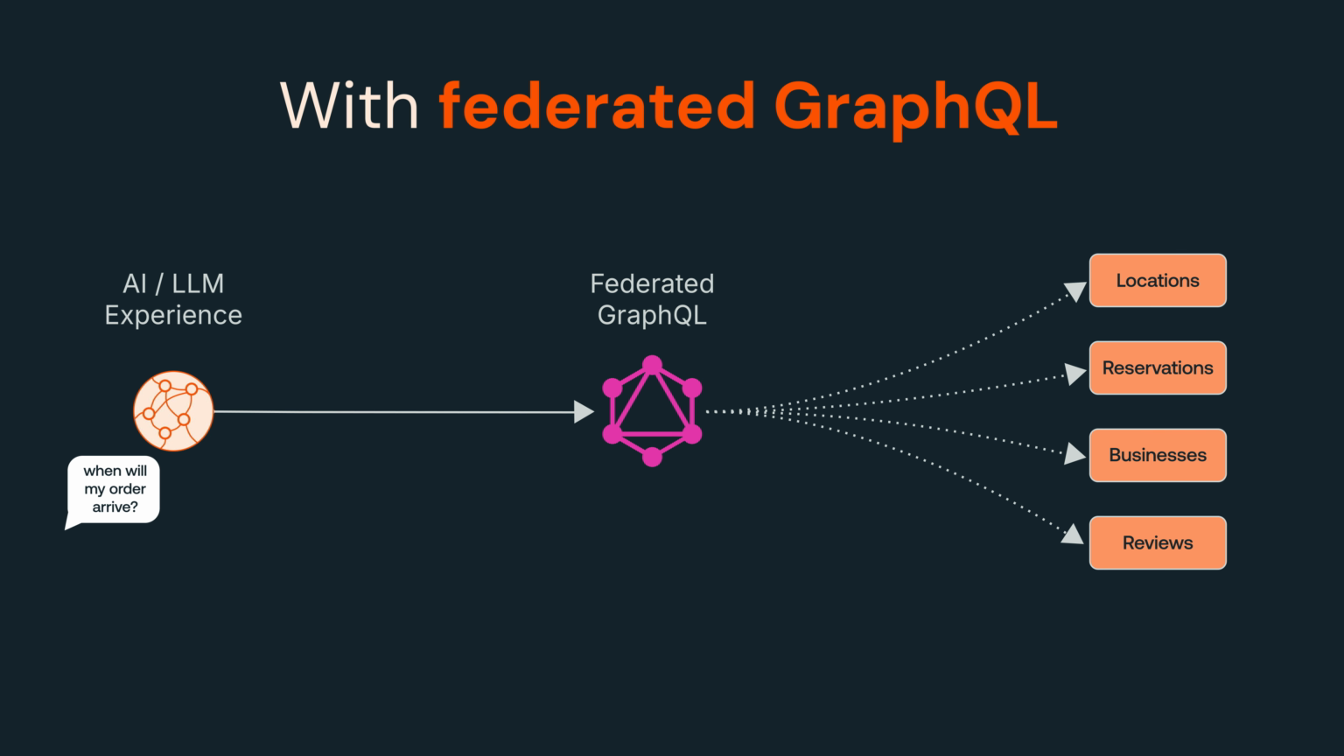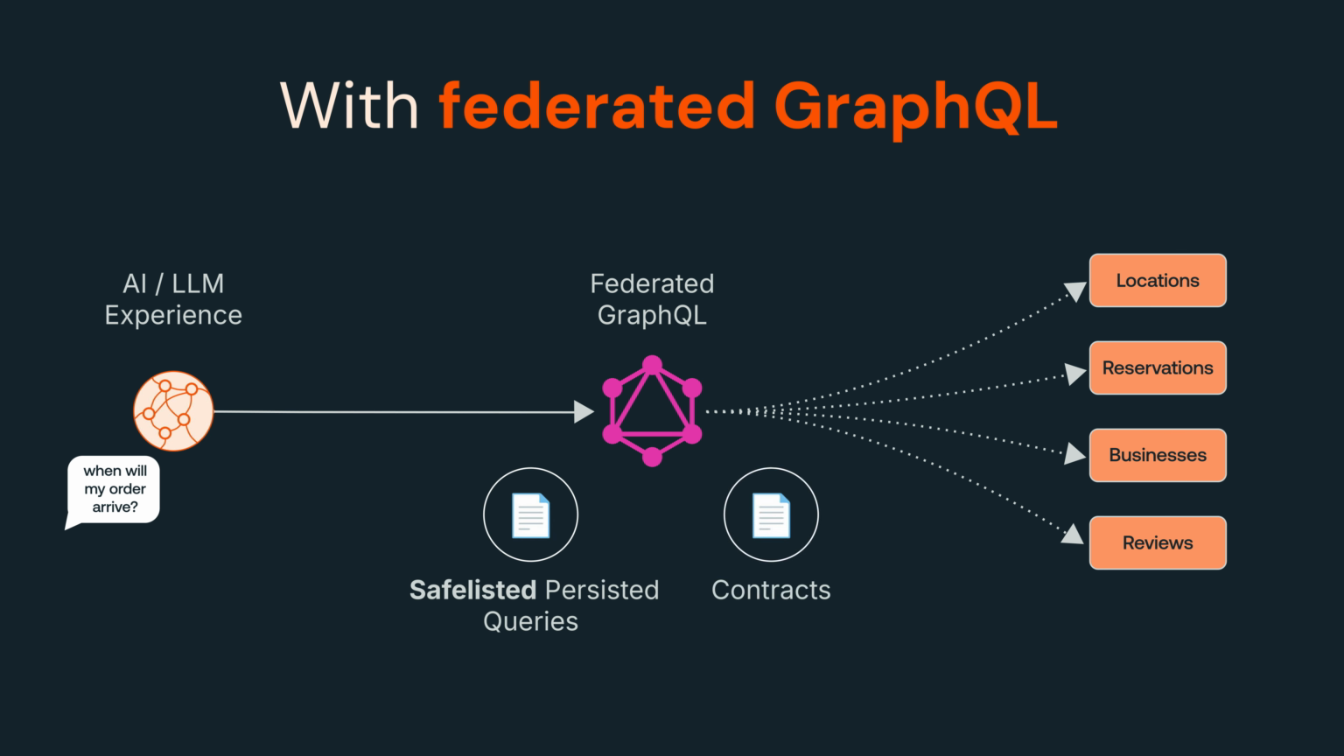And with tools from Apollo like safe-listed persisted queries and contracts, we can safely limit the type of operations that the LLM-driven experience can call, and even limit what data is available at the router, supplying data governance and trusted data access controls at the source. We can use GraphQL to provide trusted and predictable access to data within our organization.